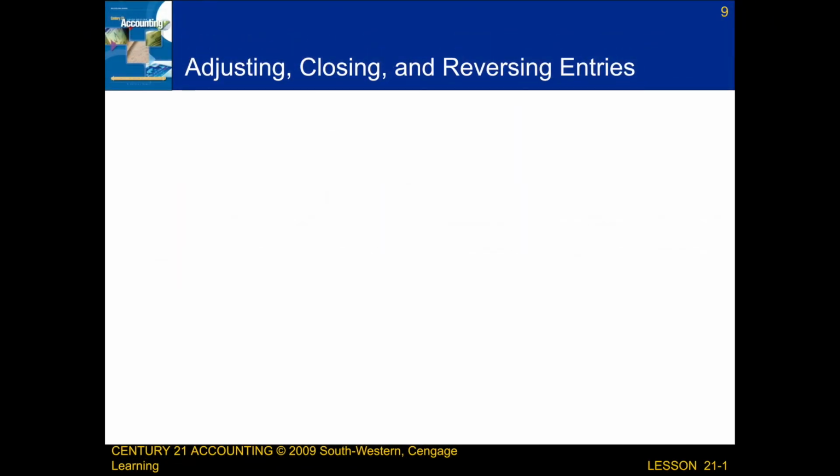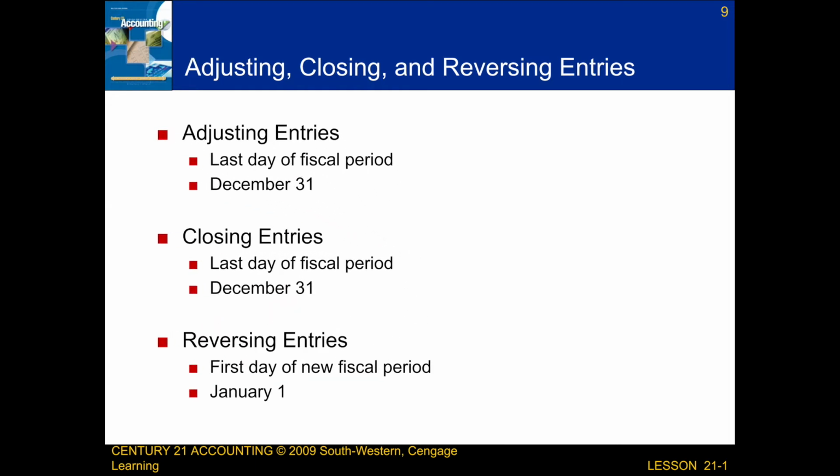Okay, next we're going to be talking about when adjusting, closing, and reversing entries are recorded. So adjusting entries are recorded on the last day of the fiscal period, which is December 31st. Closing entries are also recorded on the last day of the fiscal period, which is December 31st. And lastly, reversing entries are recorded on the first day of the new fiscal period, which is January 1st.